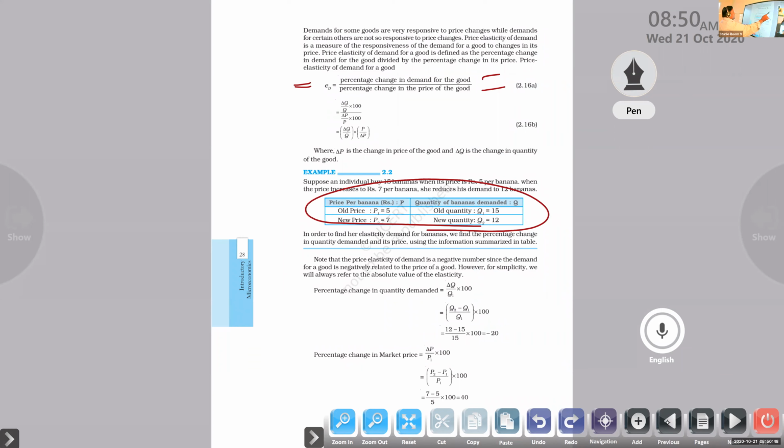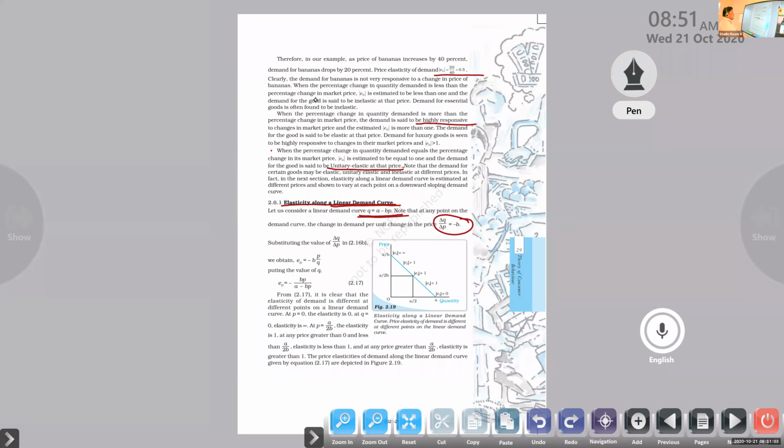Here you can see equation 2.16. Clear? This is the elasticity of demand: the percentage change in the demand for the good divided by the percentage change in the price of the good. So simply you have to apply that equation. That is equal to minus B here.